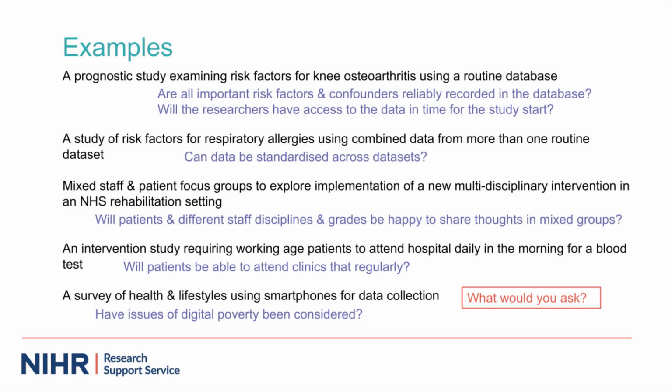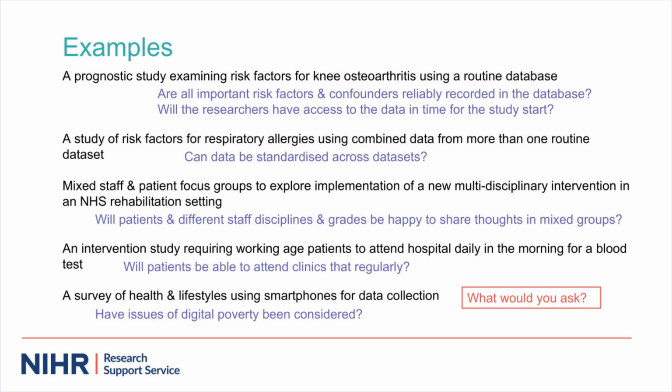Mixed staff and patient focus groups to explore implementation of a new multidisciplinary intervention in an NHS rehabilitation setting. Will patients and different staff disciplines and grades be happy to share thoughts in mixed groups? And indeed, when you're doing qualitative research, there are different techniques that you can use. You can use focus groups, but you can also use semi-structured interviews, and sometimes semi-structured interviews are better if there's sensitive information being discussed, and focus groups are more appropriate to other sorts of things. And if you are having focus groups, will certain members of that group repress other members of that group? Will people be happy to talk freely if their boss is in the room with them?